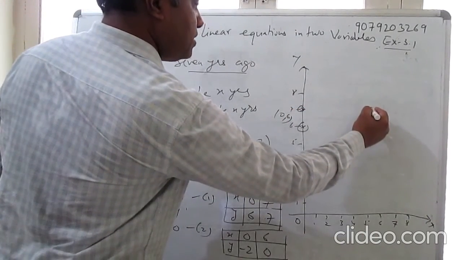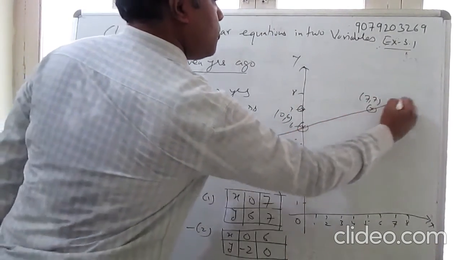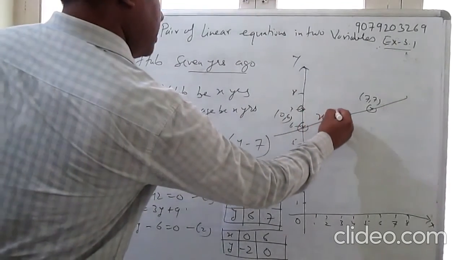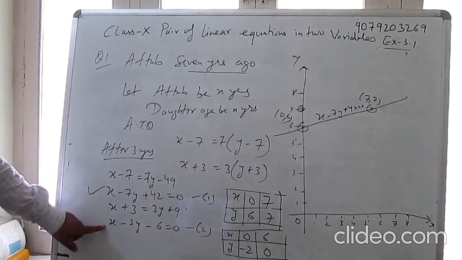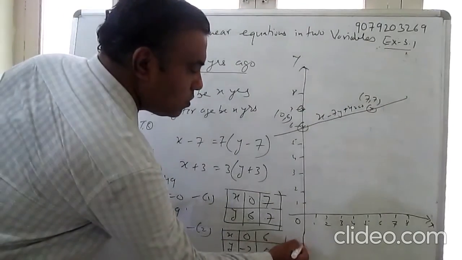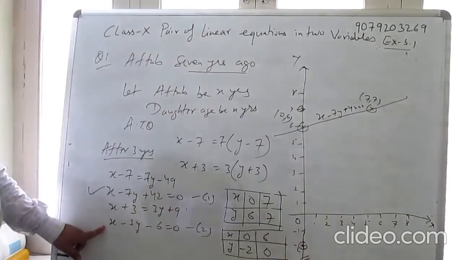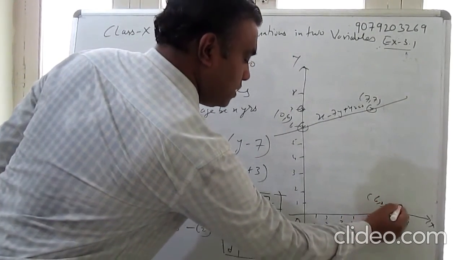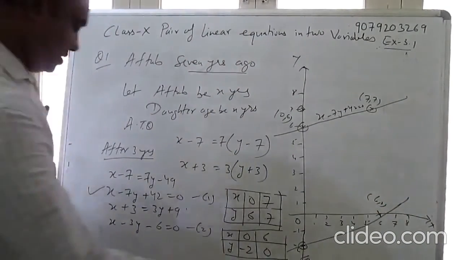Here it is 7 comma 7. Now join these 2 points. This is the line of the equation x minus 7y plus 42 is equal to 0. Now the second equation: x is equal to 0 and y is equal to minus 2. Minus 1, minus 2: 0 comma minus 2 and 6 comma 0. Join these 2 points. These are the 2 lines.